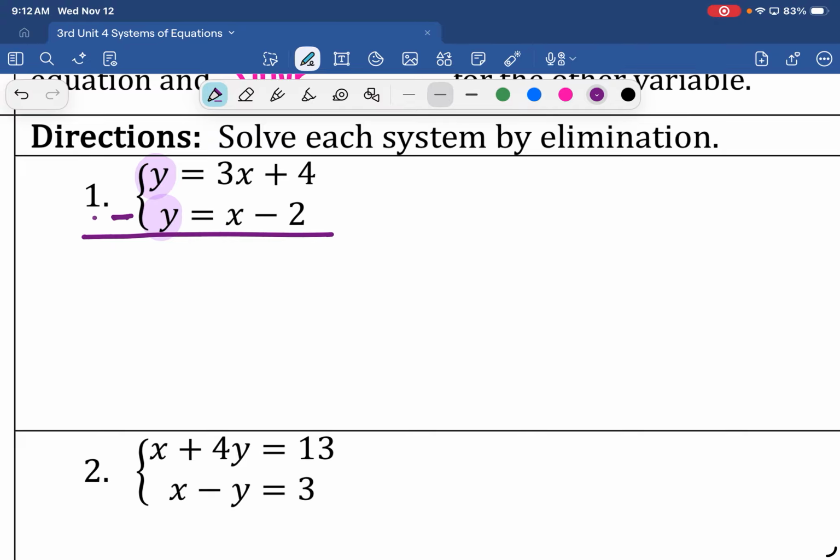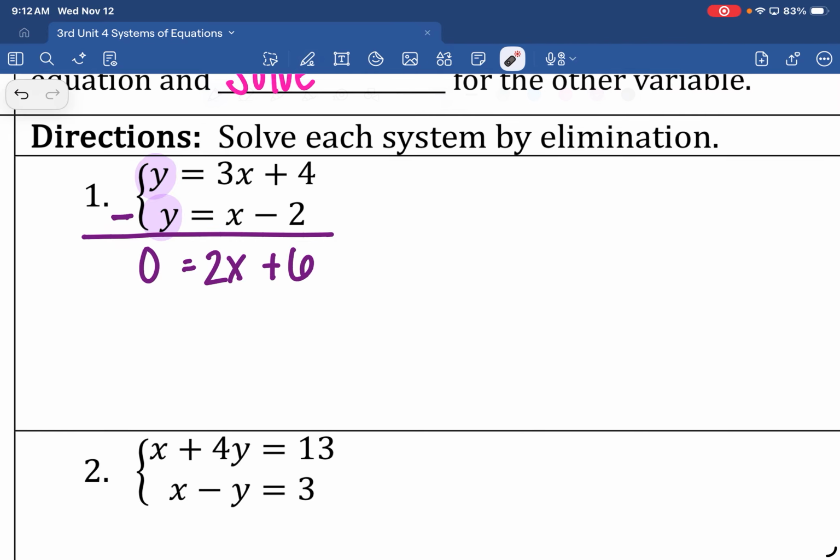So what is y minus y? 3x minus x. 4 minus negative 2. Why is it 6 and not 2? Because when you subtract a negative number, you have to add. We are saying 4 minus negative 2. So that is actually 4 plus 2. Okay, now we can take what's left, this right here, and we can solve that for x.